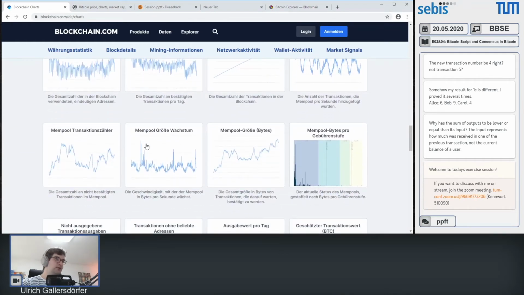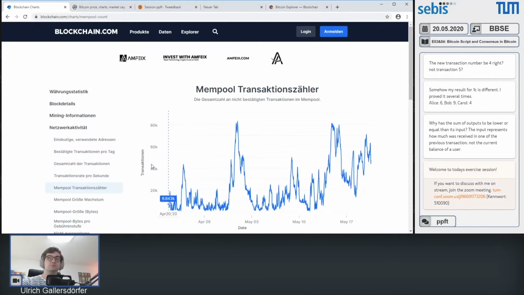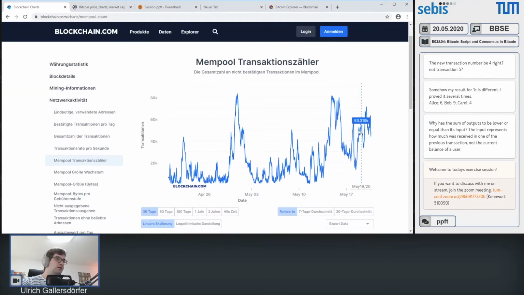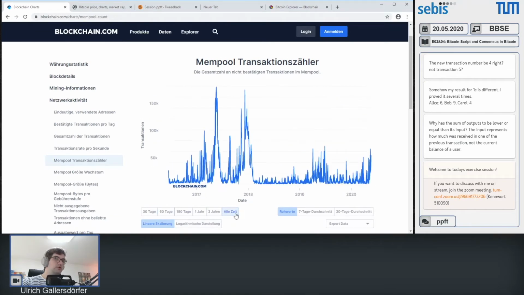So we have the memory pool in here. So that's actually what we need. The memory pool contains all unconfirmed transactions and when it occurred. So we take a look in there and we see that we need to go to all time. And then you see, okay, there are two high needles here. And it's like May 2017. It's a little bit high.